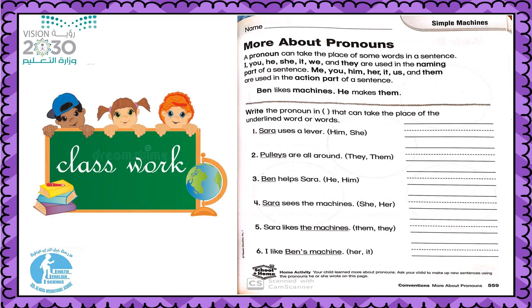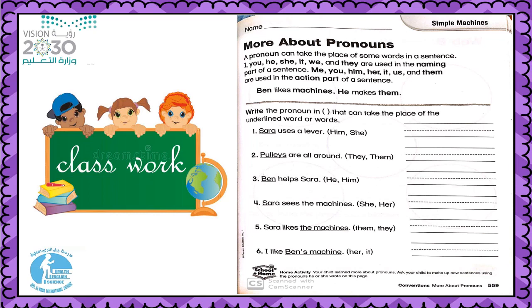As we said, a pronoun can take the place of some words in a sentence. And we said we have two different kinds of pronouns for now. We have pronouns that are used in the naming part of the sentence, in the subject part, in the beginning, before the action. And what are these pronouns? I, you, he, she, it, we, they.